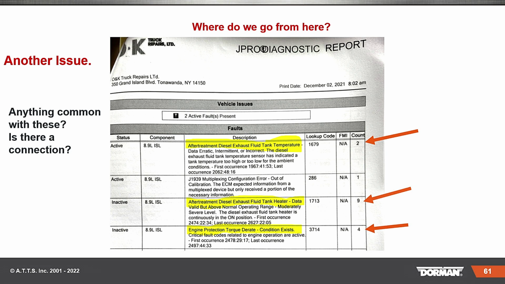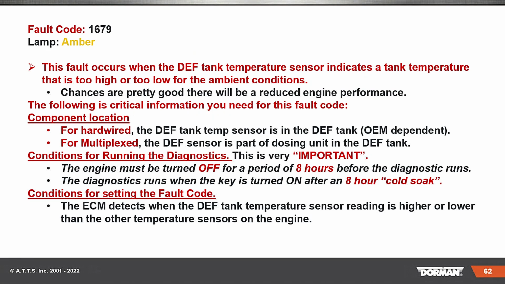You know, my thing here is, where do we go from here? Okay, we look for things that are common. So I just picked one little area here. Fault code 1679 occurs when a DEF tank temperature sensor indicates a tank temperature that is too high or too low for the ambient conditions. Chances are pretty good there will be a reduced engine performance. The following is critical information you need for this fault code.